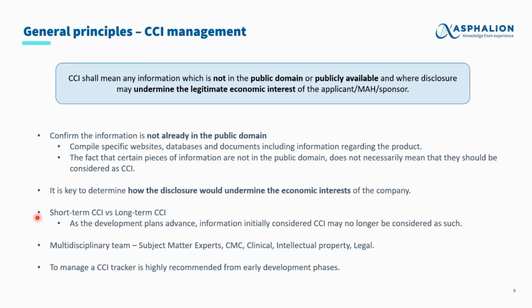Then also it should be considered that some terms could be CCI at the development phase of the product, but not anymore as the clinical development goes further and once the authorization is granted. Our recommendation is to involve a multidisciplinary team to identify CCI candidates. And we really encourage managing a CCI tracker from early development phases. So identify this information from the beginning of the development or through the early stages, keep track of it, and ensure it's not disclosed in any document if it's really considered a CCI and it would harm the owner of the information.